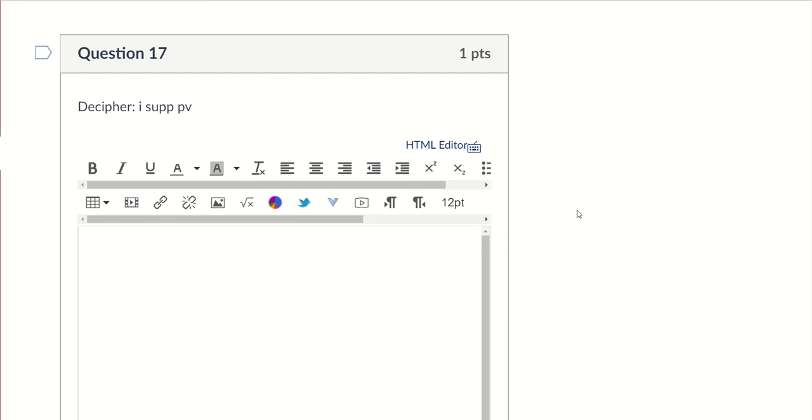17. PV. So that's vaginally. It's going to be a suppository. So for suppositories, we need both verbs, unwrap and insert. Unwrap and insert one suppository vaginally.